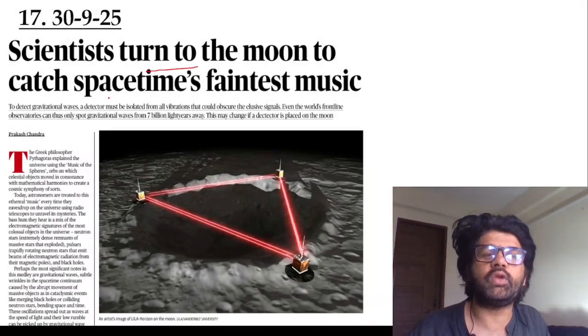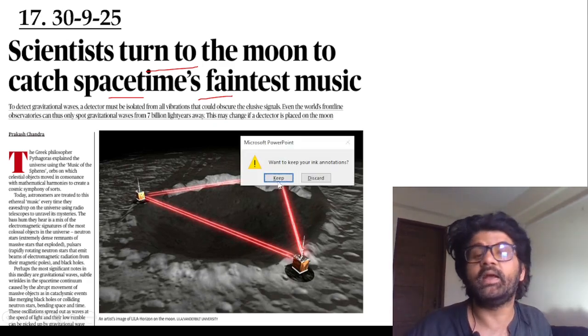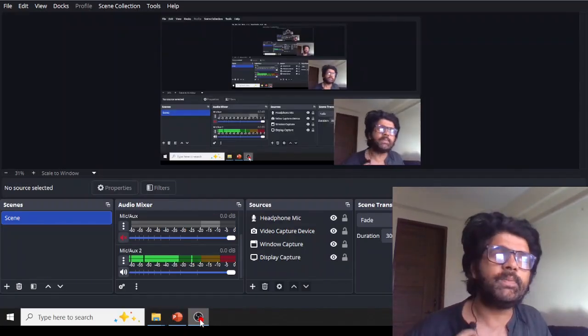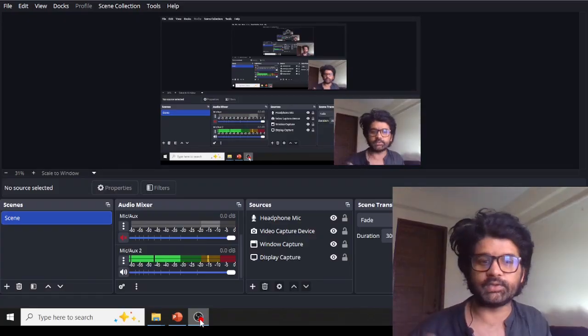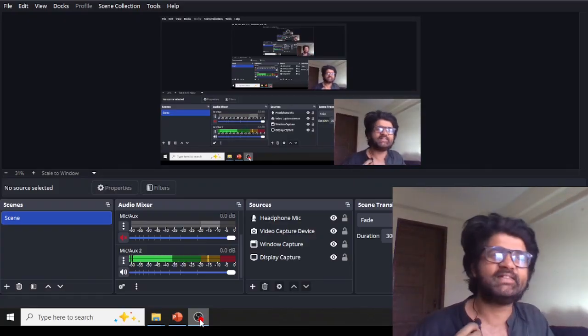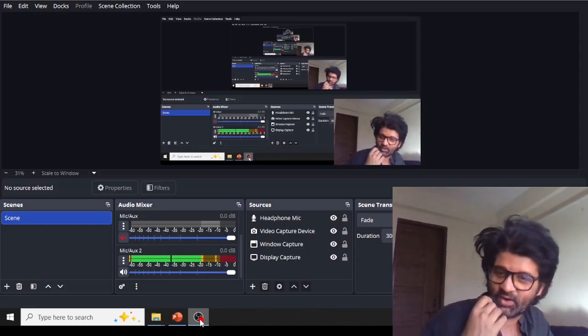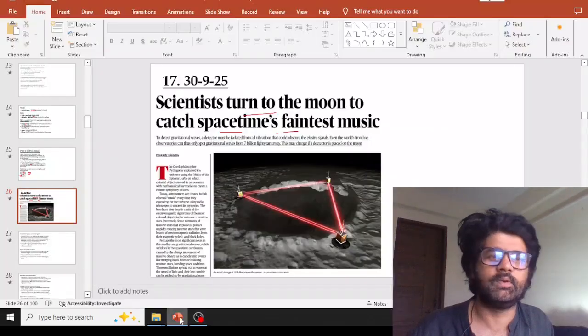Scientists turn to the moon to catch space-time's faintest music. Now you'll be like, oh my god, again a tricky article. Guys, when it comes to science and tech, people get flustered by hearing the word. UPSC generally does not play dicey games in science and tech. They more or less keep things straightforward. So what is happening here?